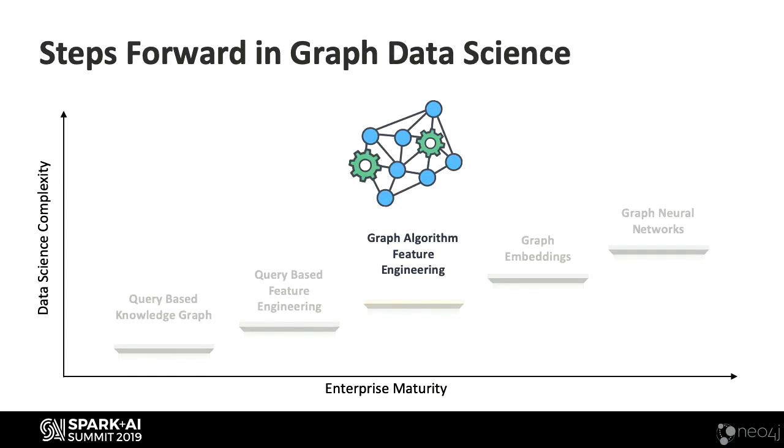So next step in graph data science, graph algorithm feature engineering. So the difference here is before I had to be a domain expert, right? I know about churn prediction. I think this is a predictor. I've built this by hand with a Cypher query.